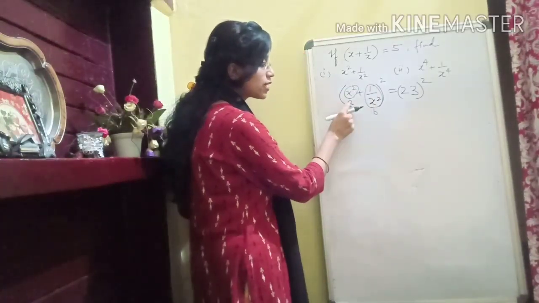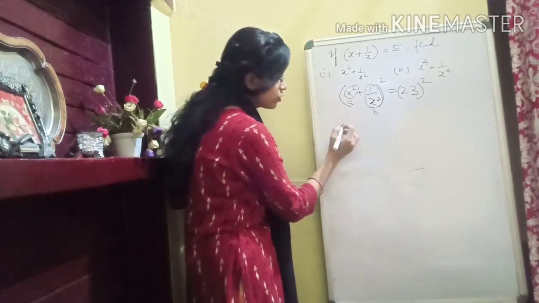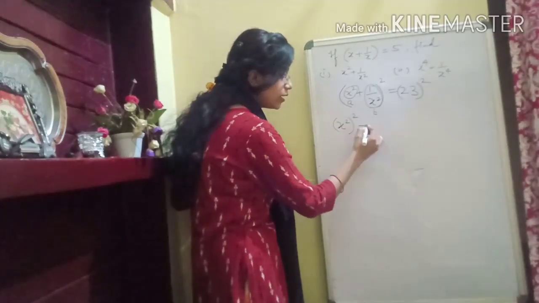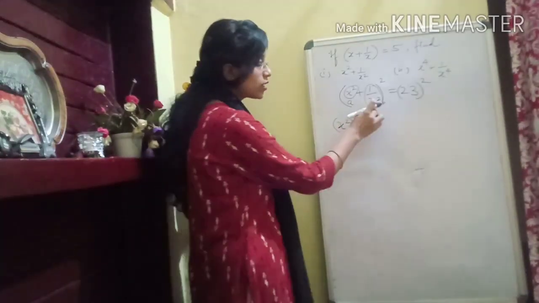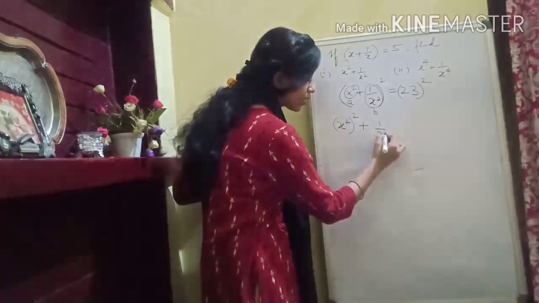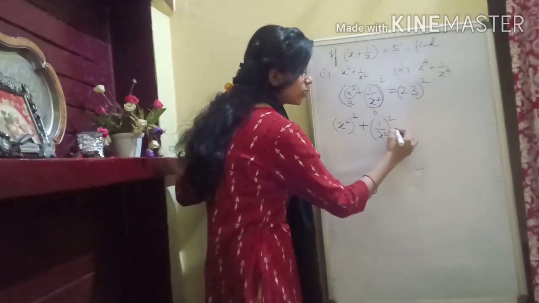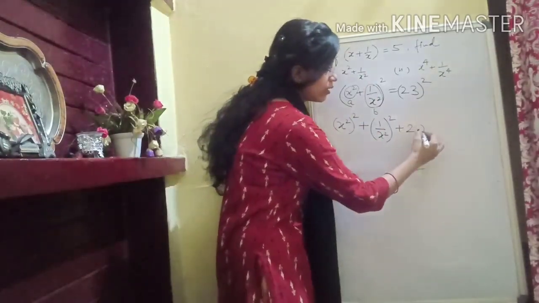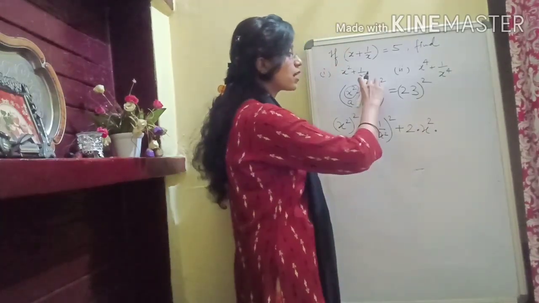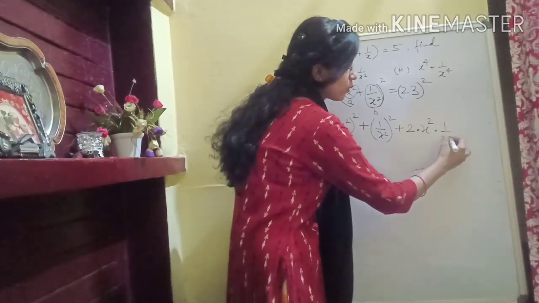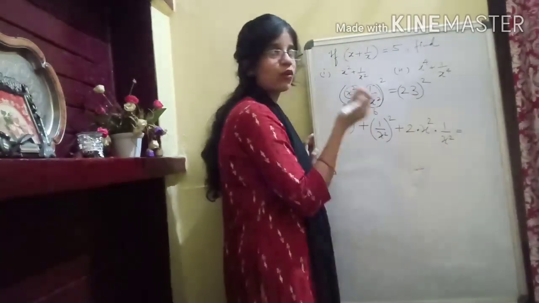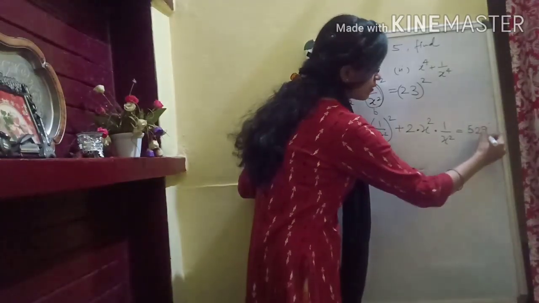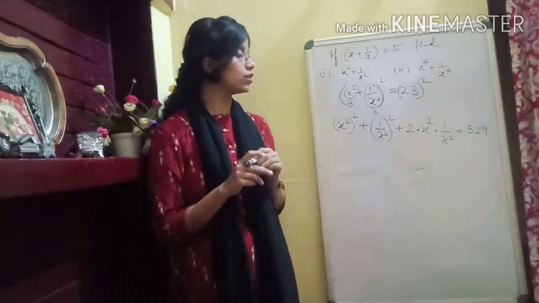Now a square, what is at the place of a? It is x square. So it will be a is this and then a square. Next is b square. What is our b? This is 1 upon x square and then b square plus 2 into a. What is our a? It is x square into b. What is our b? 1 upon x square is equals to 23. What is the square of 23? I guess it is 529.